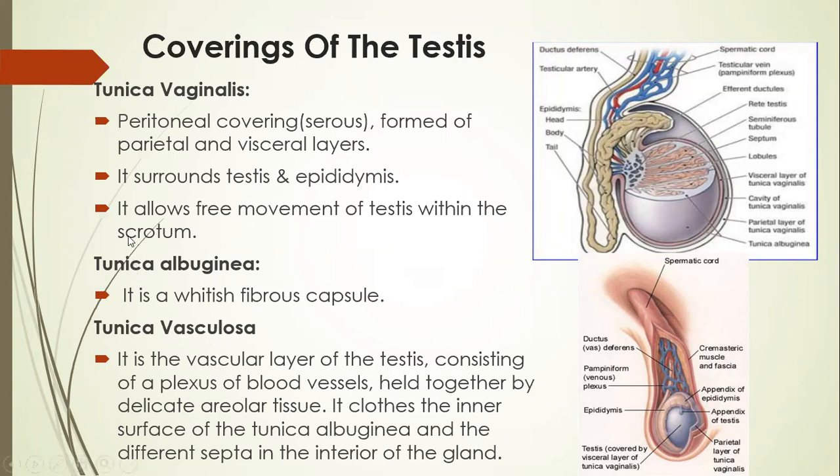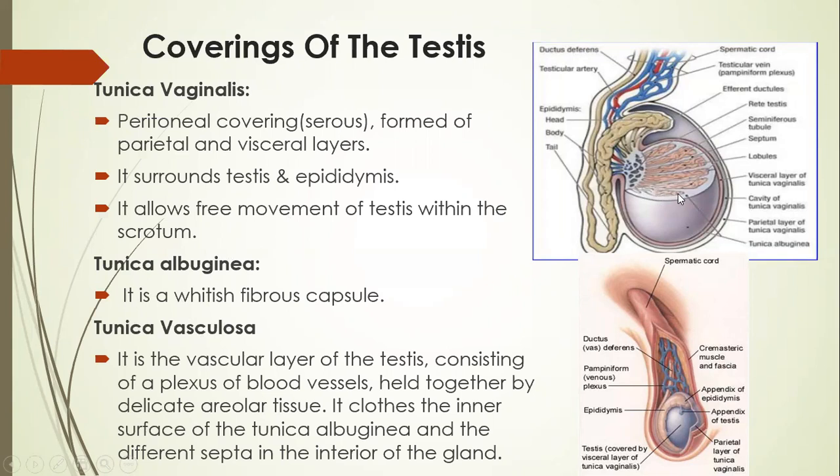Then deep to that, there is a layer called the tunica albuginea. Albuginea means whitish layer. So inside we have a white layer called the tunica albuginea. It is a whitish fibrous capsule. And inside that there is a vascular layer which will supply blood to the contents deep inside, that is, the seminiferous tubules. This is called the tunica vasculosa.